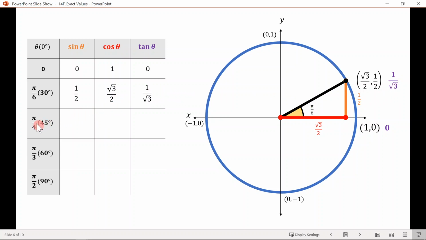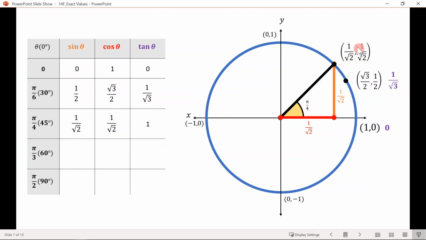Let's now move on to our next angle, which is going to be pi on 4, which is 45 degrees. So as you can see here, I'm changing my theta value. And this one is going to have a sine value of 1 over the square root of 2, and it's going to have a cos value of 1 over the square root of 2. So this is very nice. They're the same. And that means we can write it like this. And if they're the same and we divide them by each other, that means it's going to be 1, because if I divide a number by itself, it's just going to be 1. And that's why our tan is going to be 1.